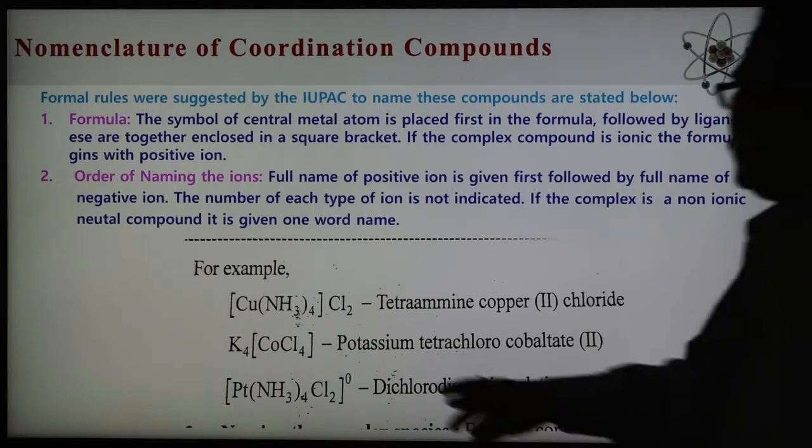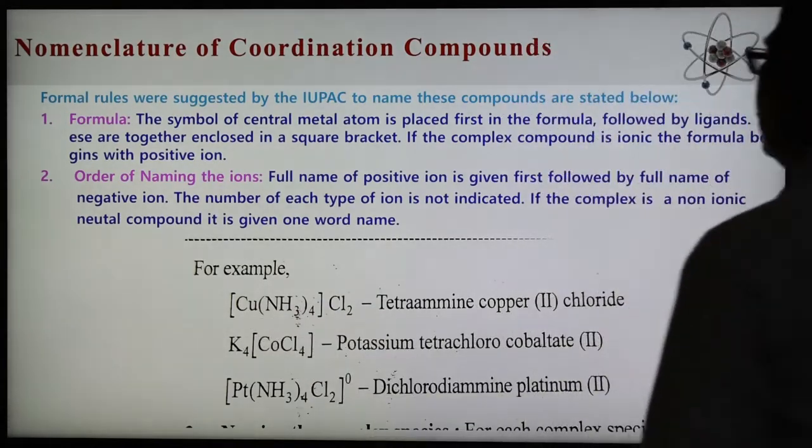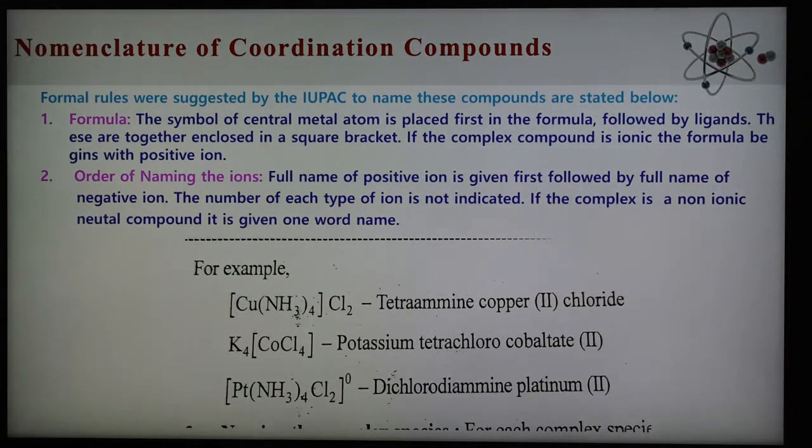In this way, this is the metal ion, this is the ligand, and both are enclosed in a square bracket. And if the complex compound is ionic, the formula begins with the positive ion. So always write the positive ion first, and then the negative ion, if the complex is ionic.